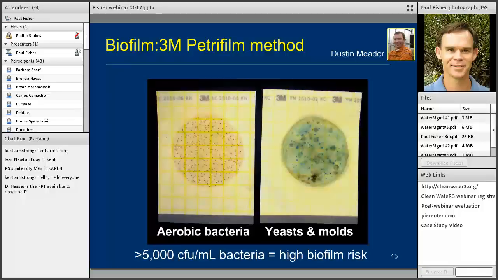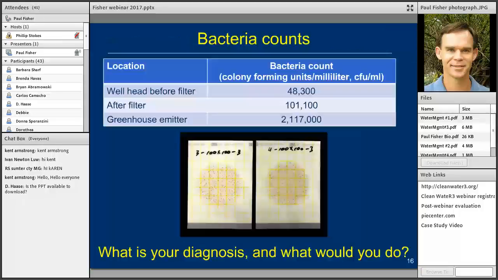And so what we'll do is count the number of dots, and every one of those dots is a CFU, a colony forming unit. If we get a lot of dots, a lot of bacteria, then that means there's a lot of growth in the irrigation water. A value that is above 5,000 colony forming units per milliliter indicates a high biofilm risk from that irrigation water.